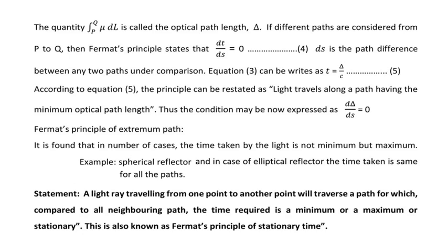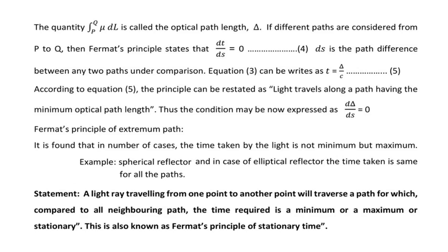According to equation 5, the principle can be restated as: light travels along a path having the minimum optical path length. Thus, the condition may now be expressed as dδ/ds = 0. This is Fermat's principle of extremum path.